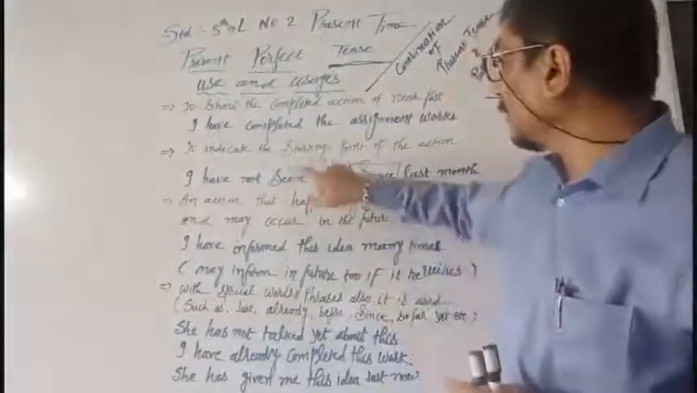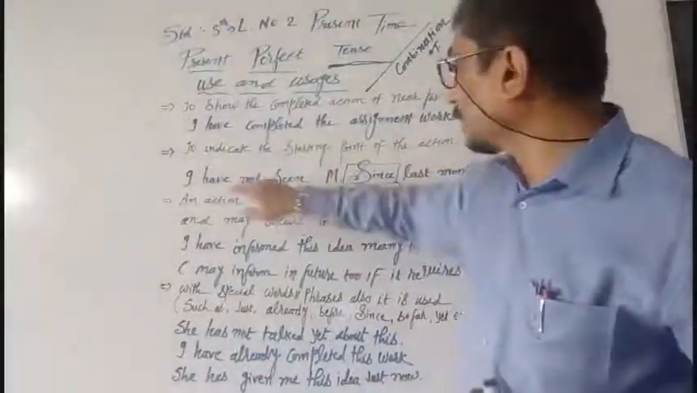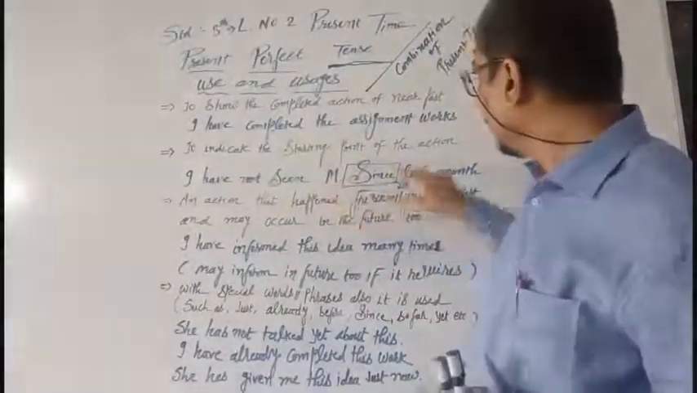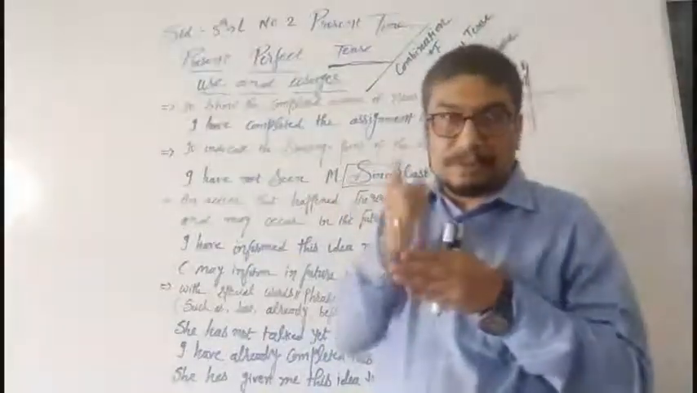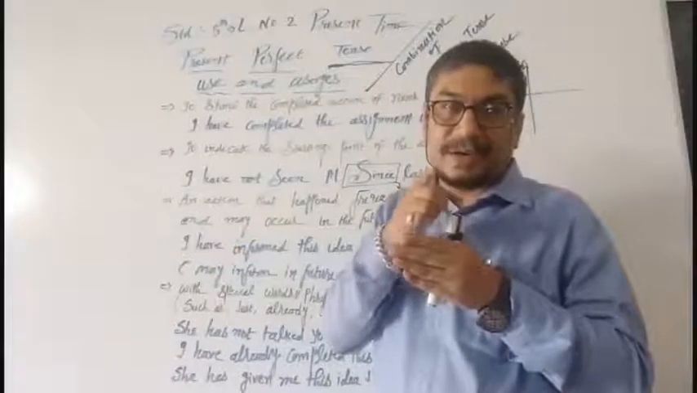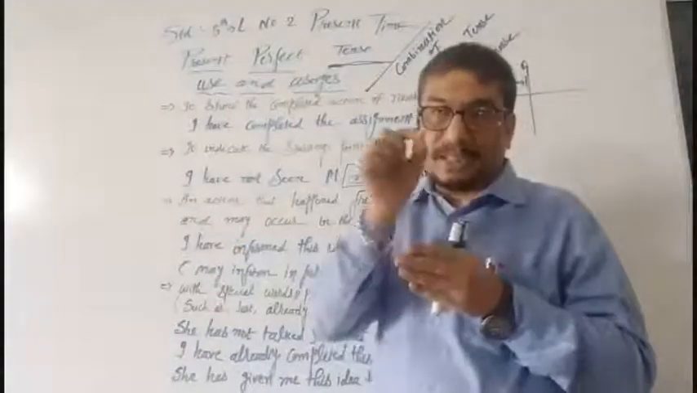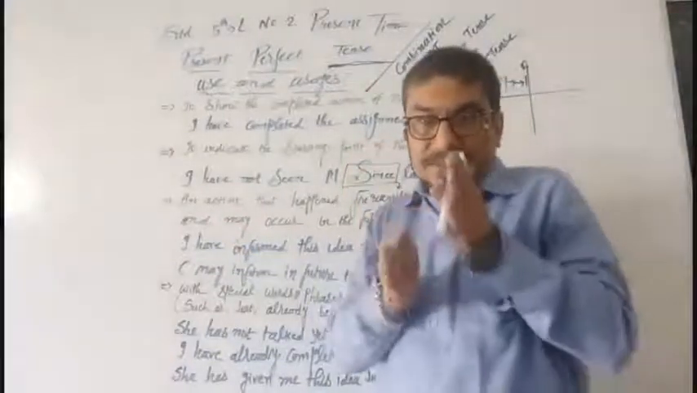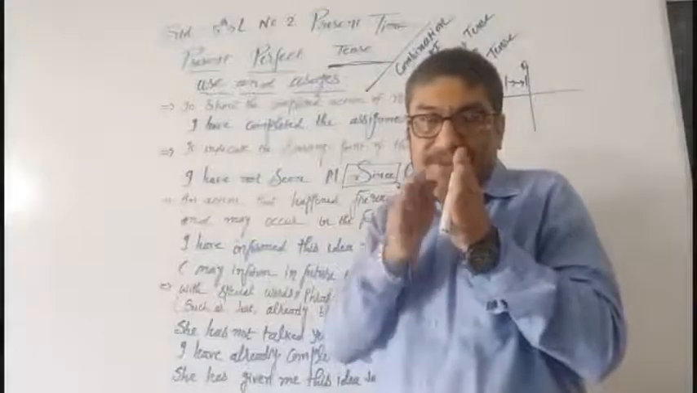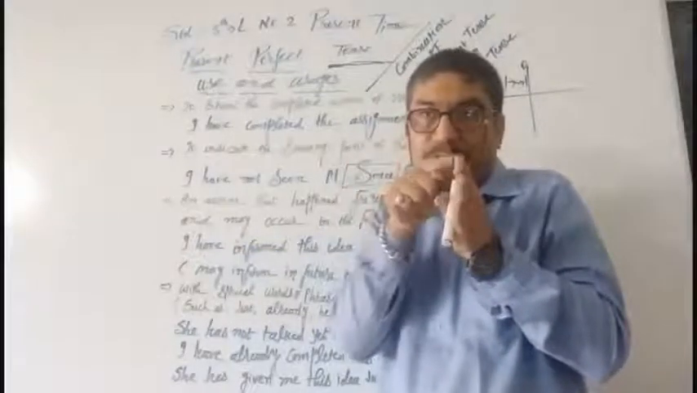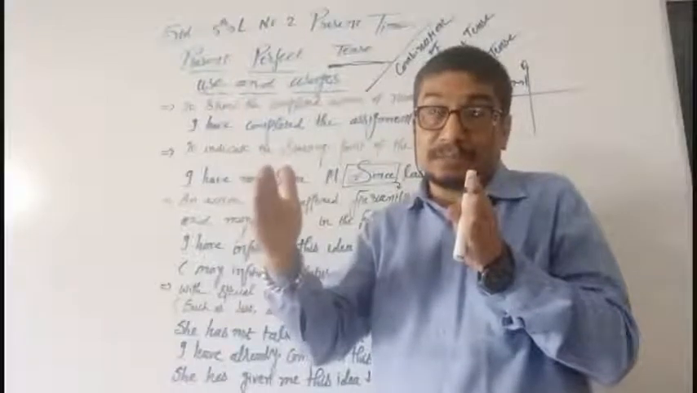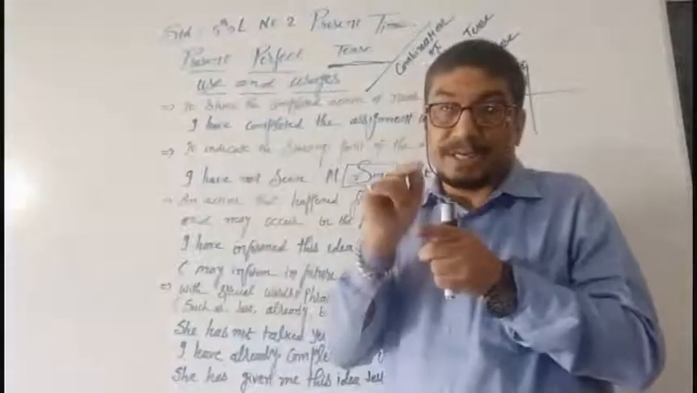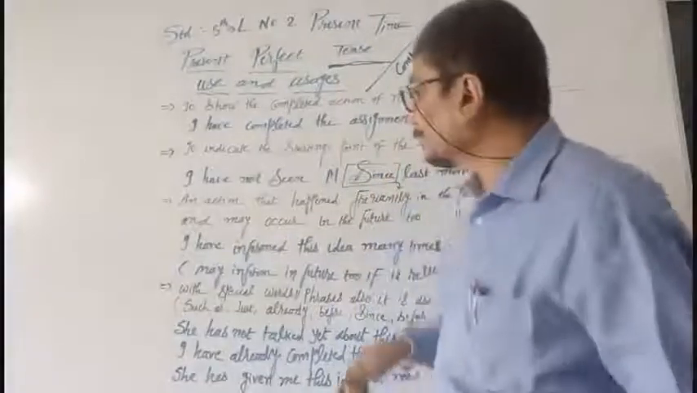It means to indicate the starting point of the action: I have not seen Mira since last 1 month, before a month. Last day of last month I had seen her. Then afterwards, that was the last time I met. From that point onwards, up to this extent, I have not seen Mira. Starting point of the action.